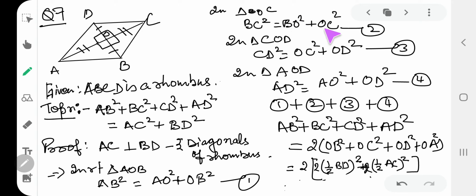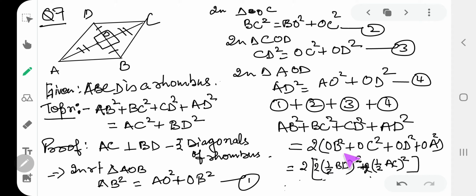OC is there in both. Similarly, OD is there in both. So all these terms are coming twice. So I have taken 2 common and inside I am left with OB square plus OC square plus OD square plus OA square. So I have taken this 2 common.